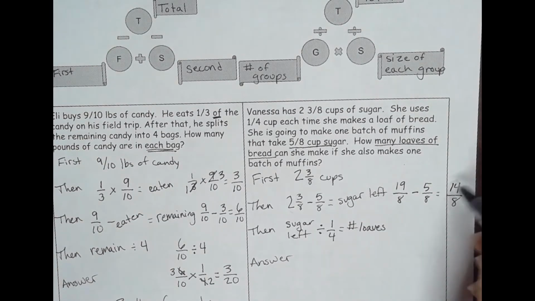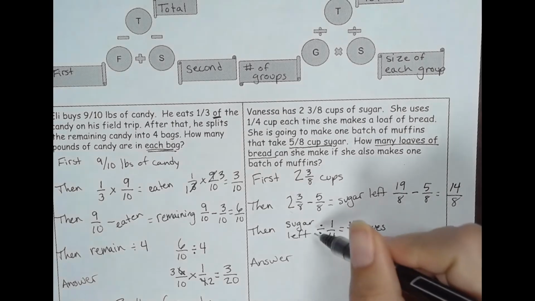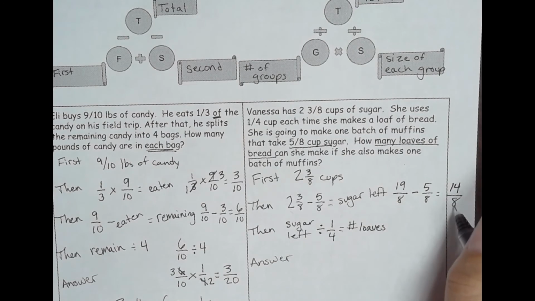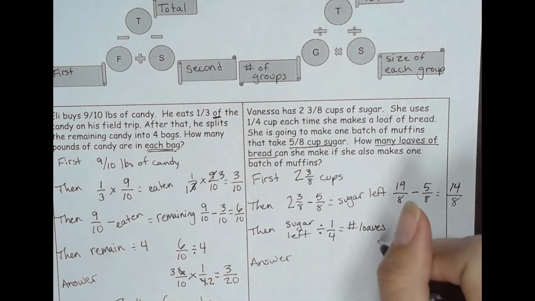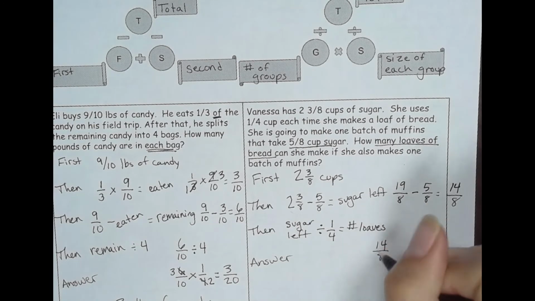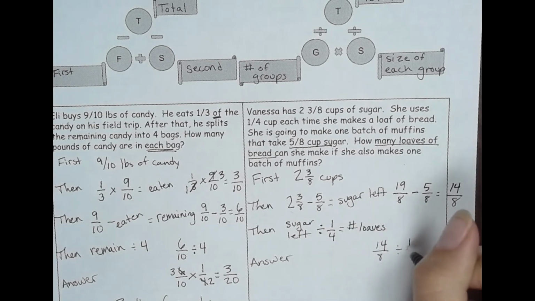Now, I would turn this into a mixed number if this was my final answer, but I'm not done, so I'm going to leave it improper for now because it will be easier for me to work with here. So the sugar left was 14/8. So I'm going to say 14/8, and then I'm going to divide that by 1/4. I'm following my plan here.